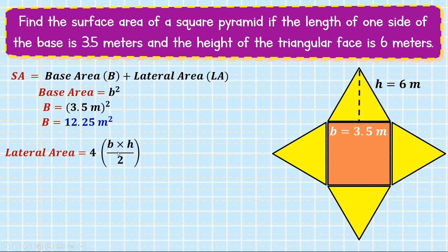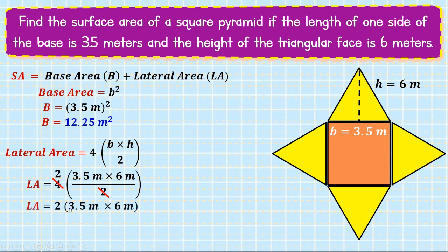So now let's find the lateral area of the square pyramid. Substitute the value of b, which is 3.5, times the value of h, which is 6. Simplifying 4 and 2, the common factor is 2. So 2 becomes 1 and 4 becomes 2. So we have 3.5 times 2 times 6. Therefore, the answer is 42 square meters. So we have the lateral area of 42 square meters.